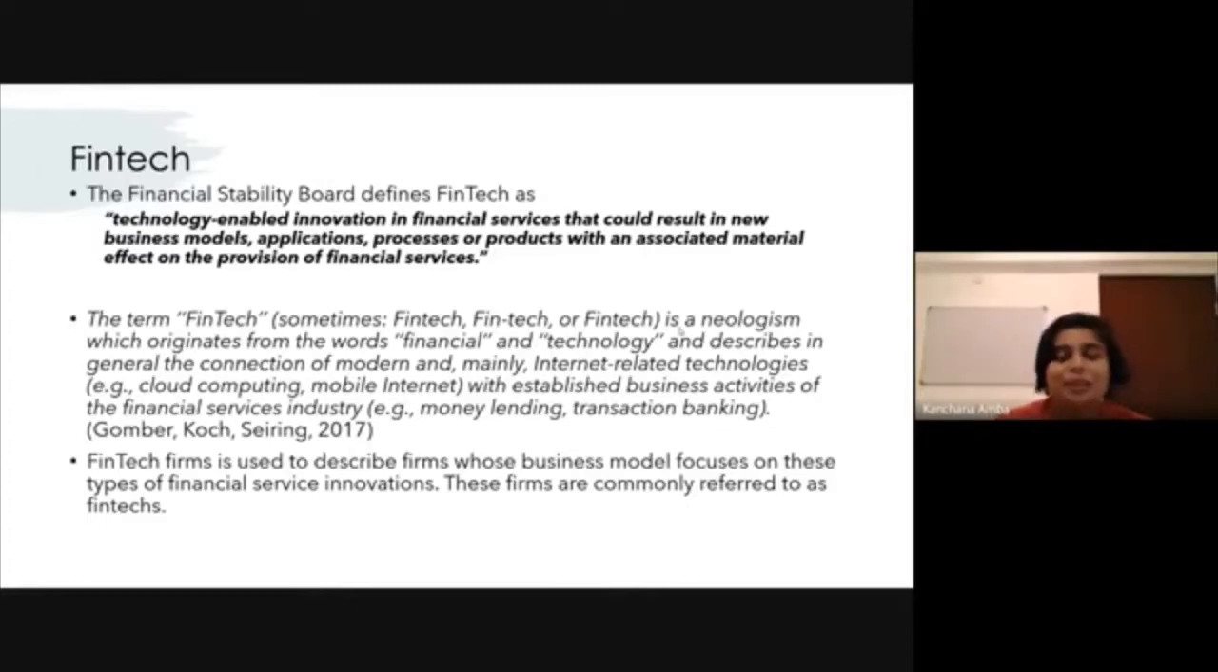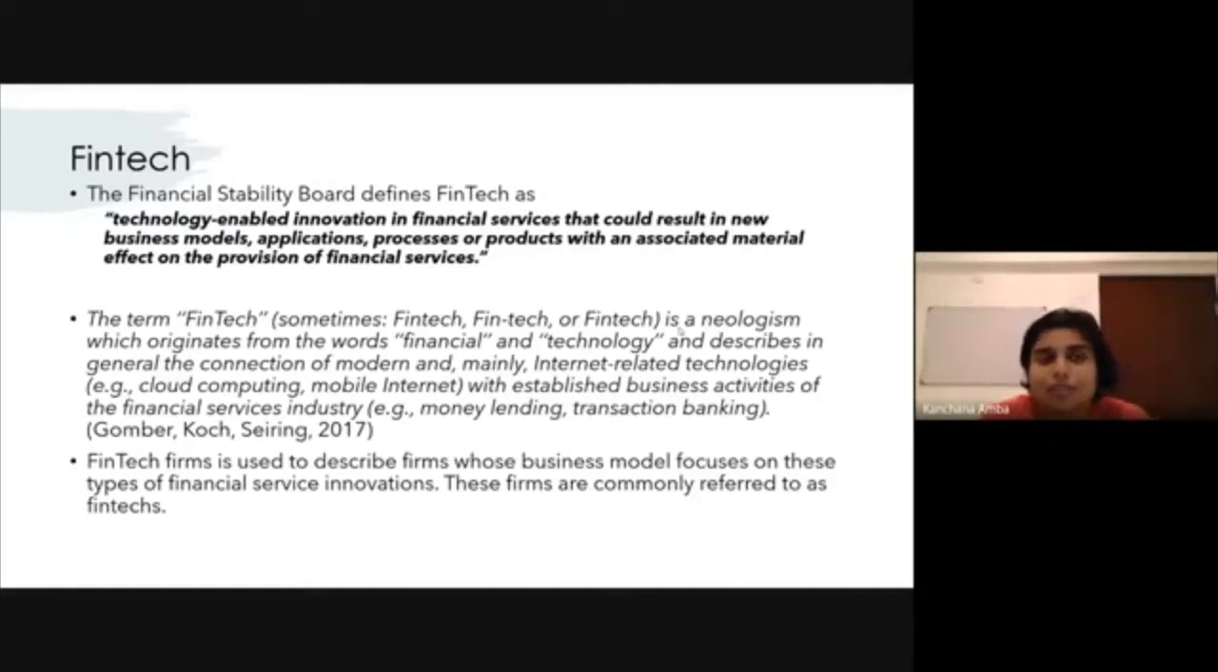because nowadays what is happening is anything that anyone does, they call it fintech, right? But we have to be careful, because otherwise the beauty of the term and the usefulness of the term gets lost if you just go calling every single thing a fintech, right? So the Financial Stability Board in the US, they have defined fintech as technology-enabled innovation in financial services that could result in new business models, applications, processes, products with an associated material effect on the provision of financial services.